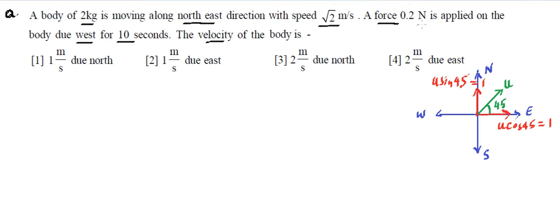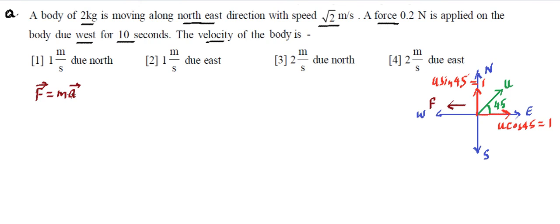The next part says a force is acting due west. So a force has been applied in this direction, towards west, and this force is given as a magnitude of 0.2 Newton, and mass is given like this. We know there is an equation called F equal to ma. If I write it in proper vector notation, it says F vector is equal to m times a vector, where a is acceleration, m is mass, and F is force.